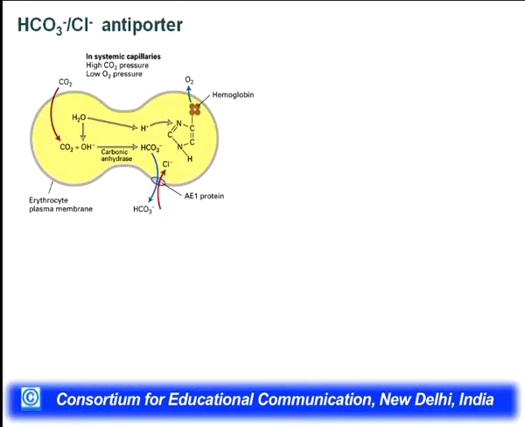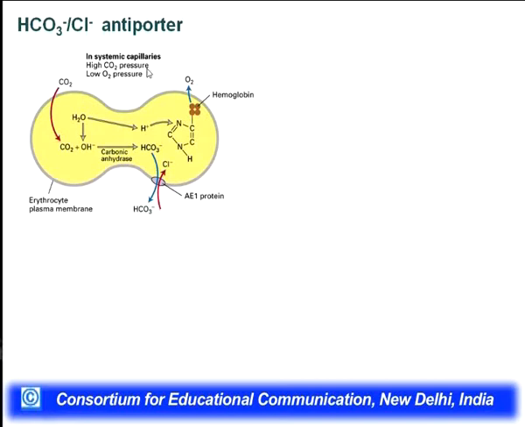Chloride and bicarbonate exchangers, or the AE, as you can see. 1 chloride ion is moving inside and the bicarbonate ion is moving outside. This bicarbonate and chloride antiporter is very important in the systemic capillaries, where the uploading and the downloading of carbon dioxide takes place.